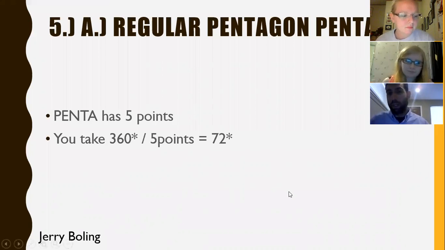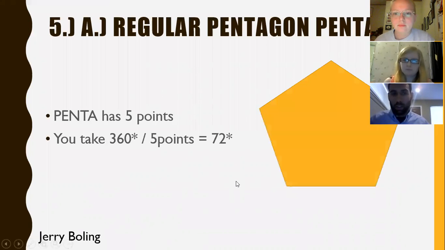This is how you find the interior point for question 5. You take the number of points on the pentagon, which is 5, and there is 360 degrees in the circle. So you take 360 degrees, divide by 5, which is 72 degrees. That's what each angle should be, 72 degrees. All right, thank you.